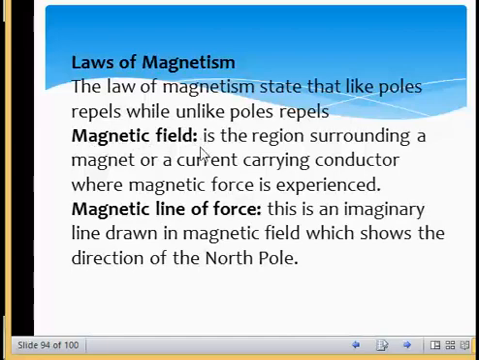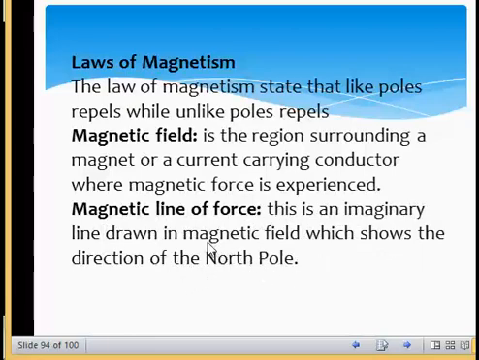Now we'll talk about the magnetic field. A magnetic field is defined as a region in space surrounding a magnet or a current carrying conductor where magnetic force is experienced. Now, a magnetic line of force is defined as an imaginary line drawn in a magnetic field which shows the direction of the North Pole.